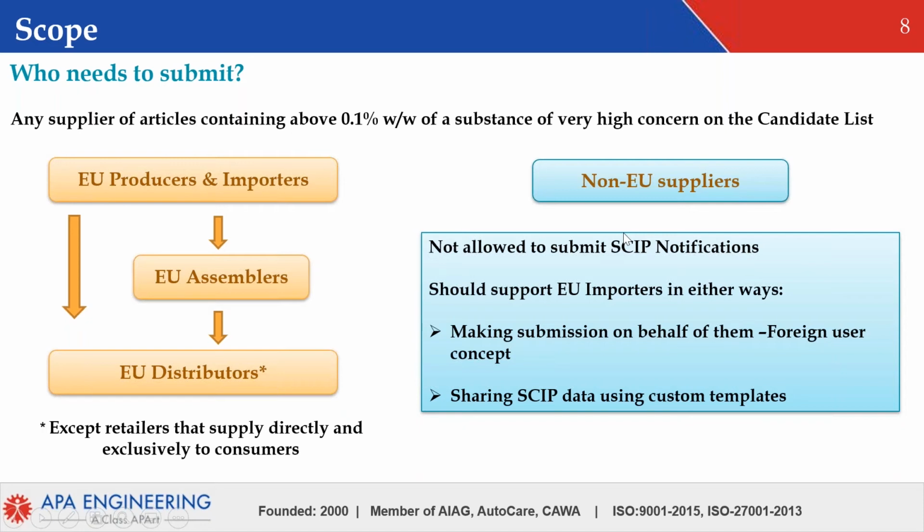Also, some non-EU suppliers may need to participate as well. If the product is being submitted and sold into the EU, then the non-EU supplier may need to participate in SCIP. They can work through their EU importers by making a submission on behalf of them as the foreign user concept, or they can share their SCIP data using some custom templates to the EU importers if necessary.